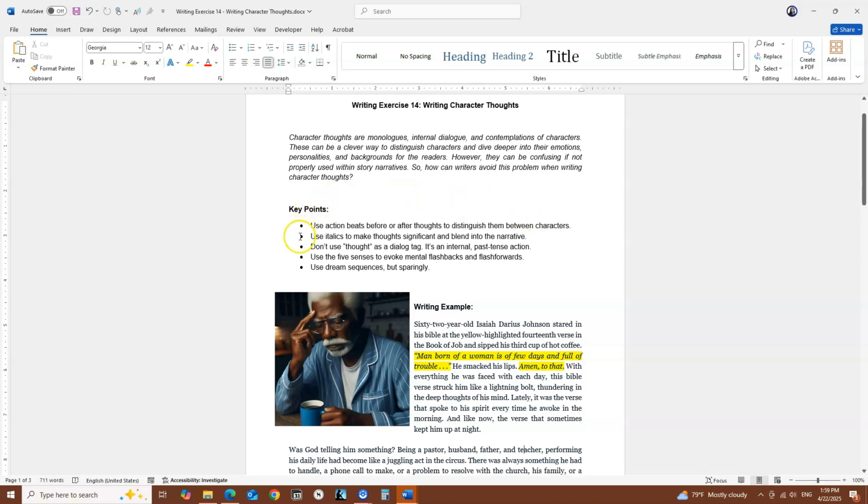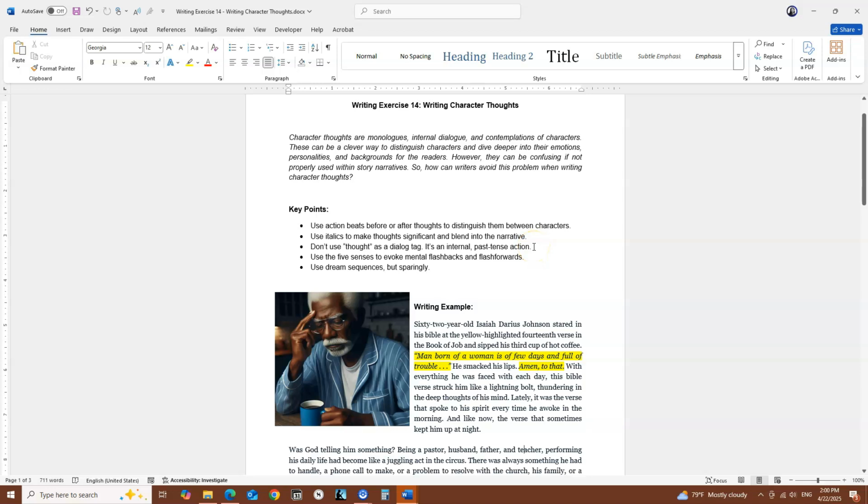The next key point is to use italics to make thoughts significant and blend into the narrative. I think it's better to have thoughts be italicized like this and just blend into the narrative than the next key point, which talks about don't use thought as a dialogue tag. It's an internal past tense action.